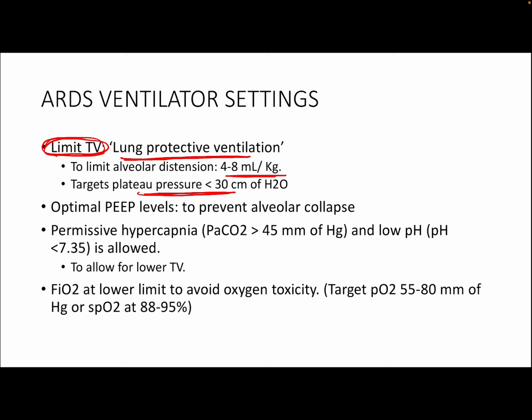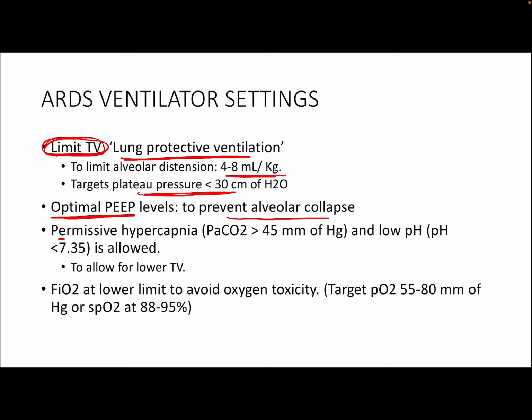Next is about PEEP. You have to keep optimal PEEP levels, as I've mentioned. This is to prevent alveolar collapse. So in an optimal PEEP, what happens is that it prevents alveolar collapse and it increases the recruitment of alveoli. Also, this can help keep a lower limit of FiO2, because we know that partial pressure of oxygen depends on FiO2 and PEEP. So if you keep a PEEP at a good optimal level, you can essentially keep FiO2 at a low level, maintaining a good PO2. So if you keep FiO2 at a lower level, you are reducing the risk of oxygen toxicity.